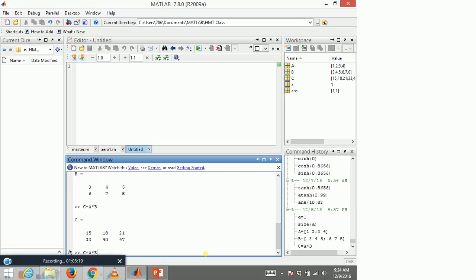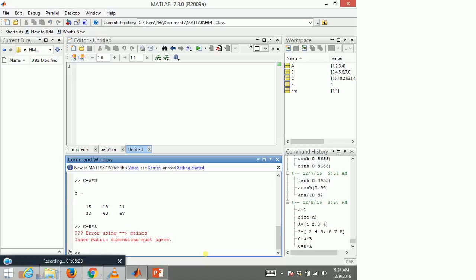And for example, if you say this, you would have that error. Why? Because you are violating a rule in matrix algebra. You understand that?